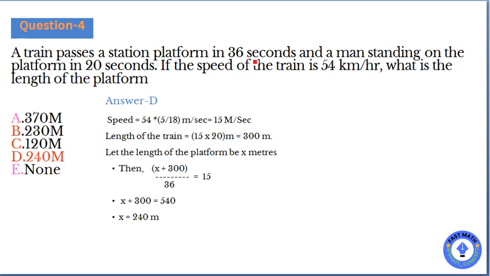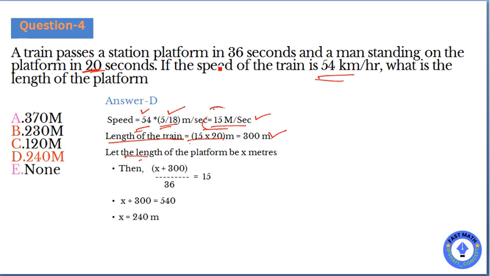In this problem, the speed of the train is clearly given as 54 km per hour. We are converting into meters per second by multiplying with the conversion factor 5 by 18. We get 15 meters per second as the speed of the train. What will be the length of the train? It will be 15 into the time, that is 20 seconds. That means the length of the train will be 15 into 20. You get the length of the train as 300 meters.